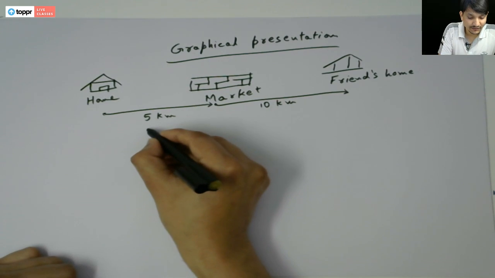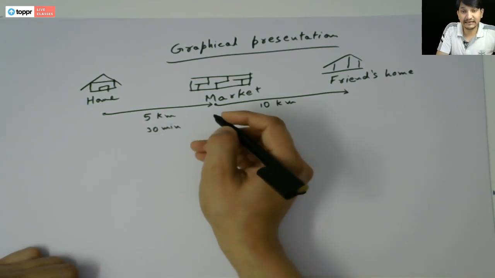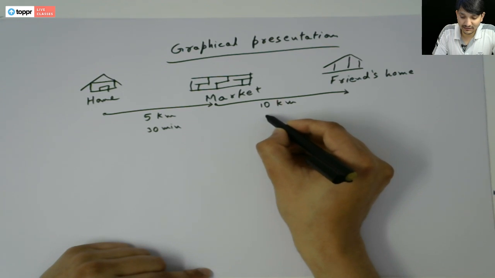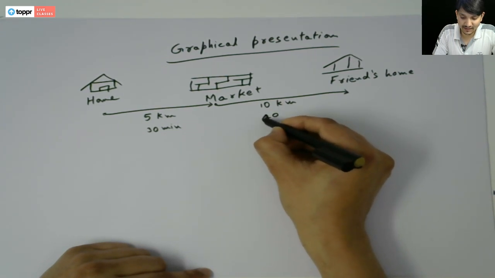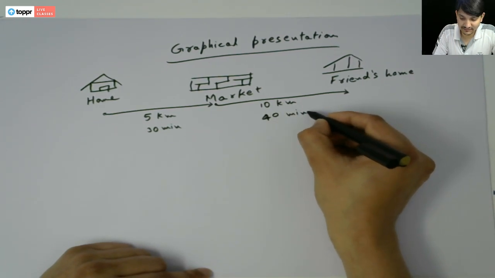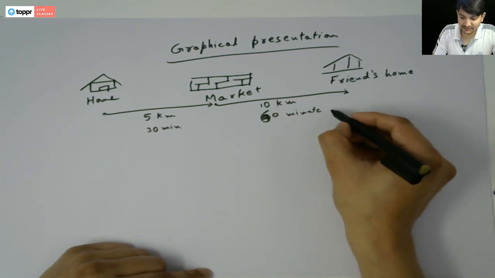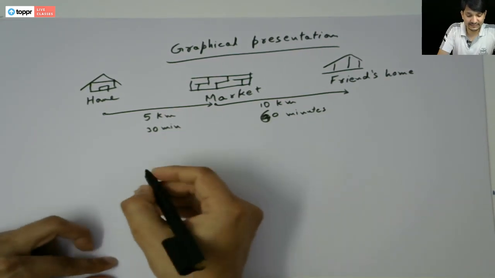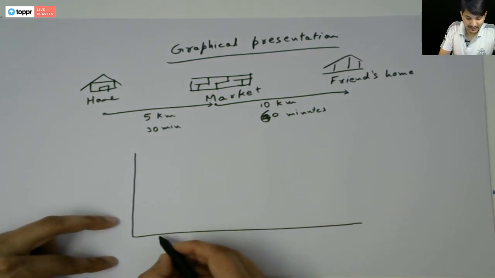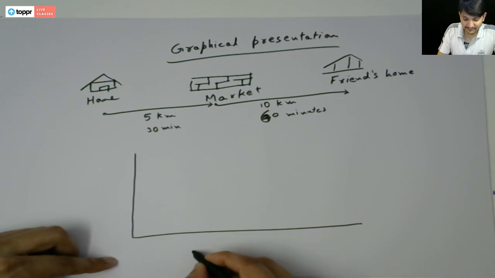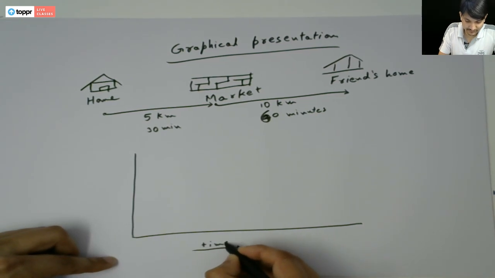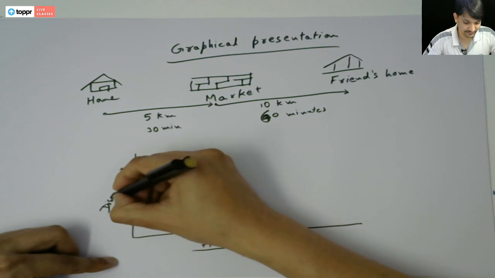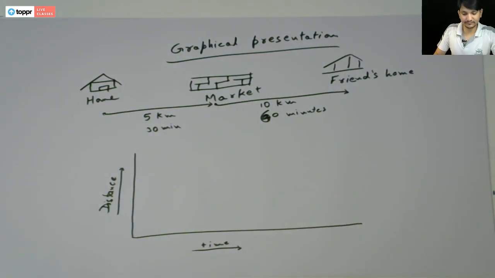I'm taking 30 minutes using my bicycle to reach from home to market, and then 60 minutes, that is one hour, from market to my friend's home. So let's try and make a graph of this motion. On the x-axis, I'm taking the time, and on the y-axis, I'm taking the distance covered. Let's mark it up.